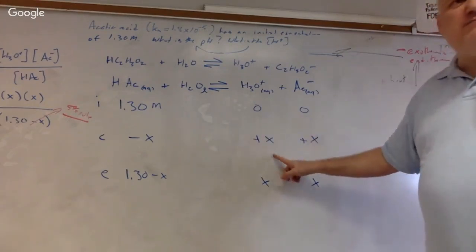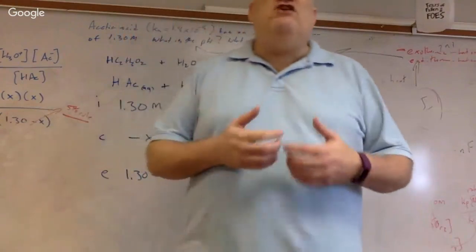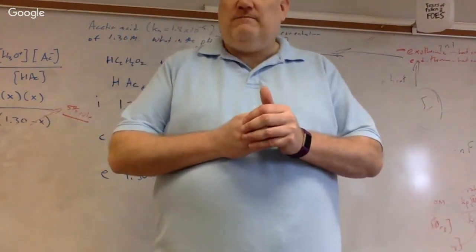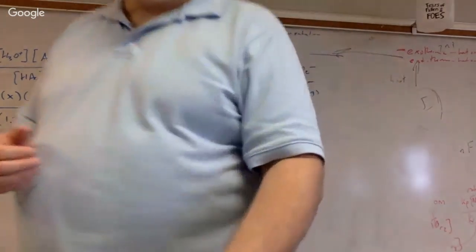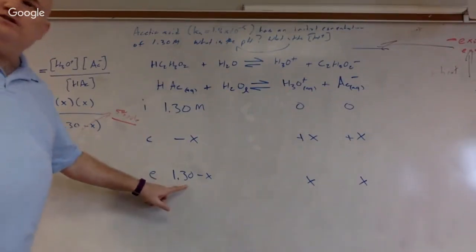No, I'm going to consider that to be significant. So I cannot get rid of these two x's because they are not nothing compared to what I started with. Does that make sense? Yes. So you cancel out the x because it is less than 5%. It's less than 5% of this original amount right here.